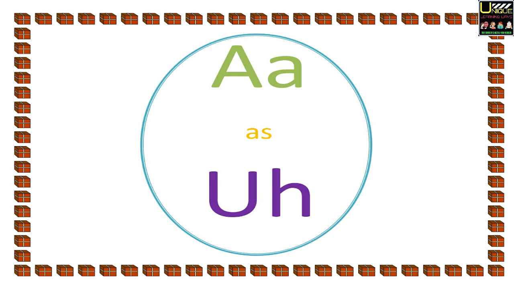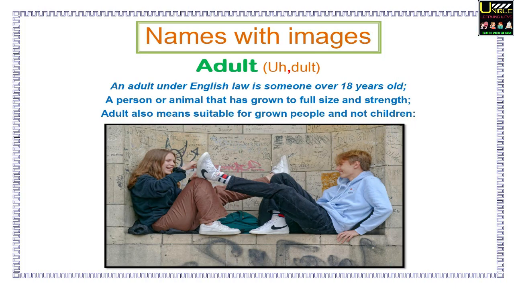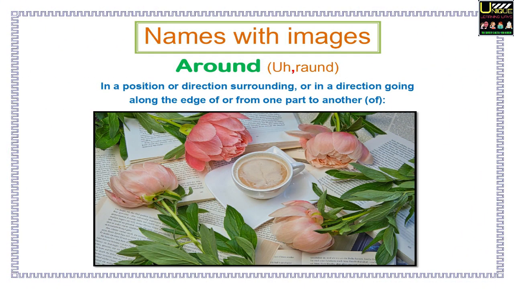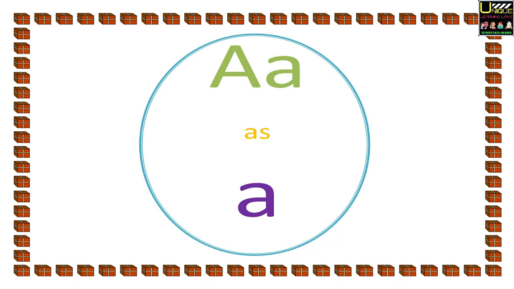A as a. Names with images. Here you will see the word, its explanation with an image. Adult. An adult under English law is someone over 18 years old. A person or animal that has grown to full size and strength. Adults also means suitable for grown people and not children. Around. In a position or direction surrounding, or in a direction going along the edge of, or from one part to another, of.